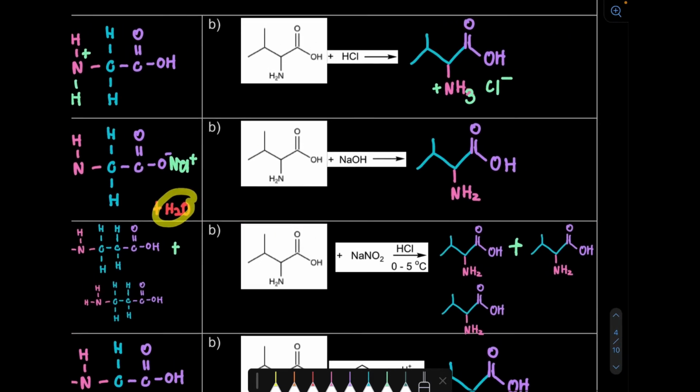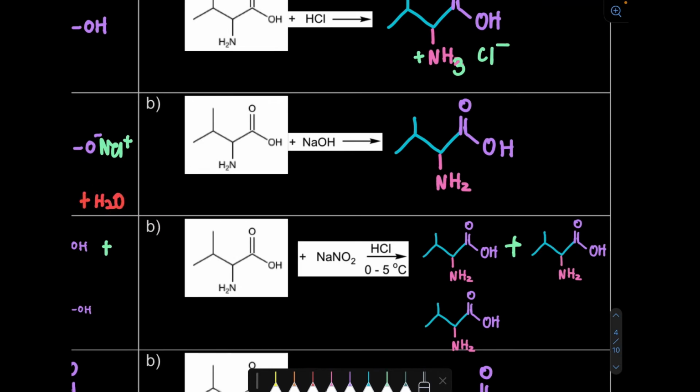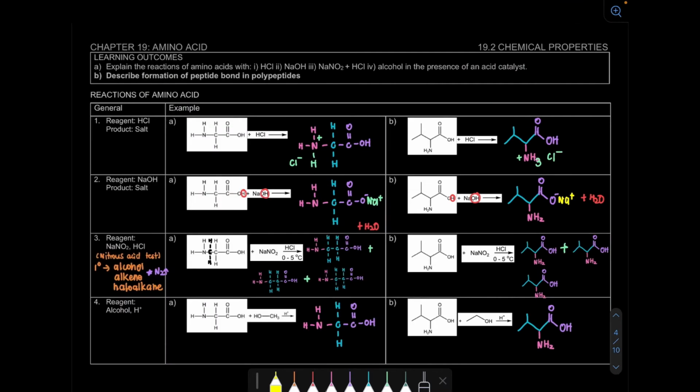So here sama juga. When we react dengan our base, so what we're going to form is our water, hydrogen from our acid. Base akan bagi OH minus tambah H2O. But sekarang ni O ni akan jadi O minus and our sodium ni jadi Na plus. Okay, so that is the product when we react it with our sodium hydroxide.